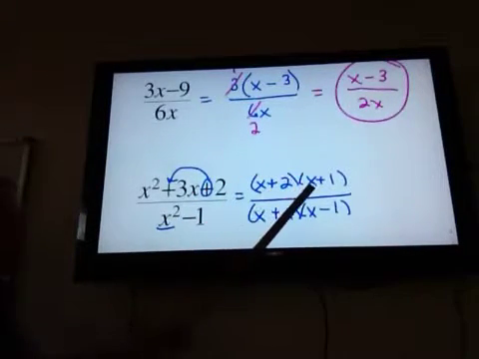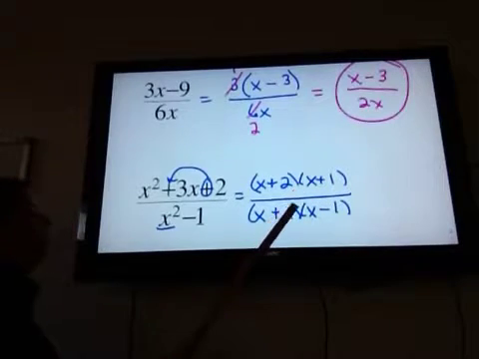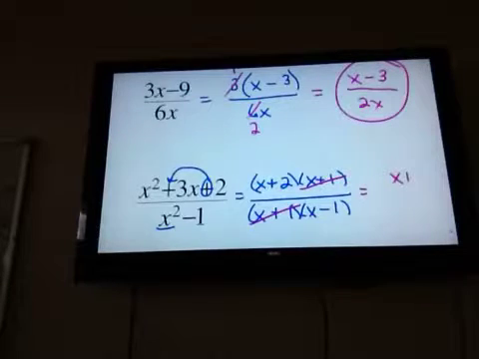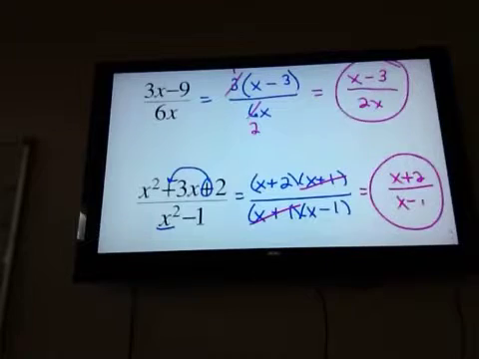Here's where I can cancel an entire group with an entire group. That's the only time you can cancel groups, is if they look alike. Or almost alike, which you'll see in a minute. So an x plus 1 can cancel with an x plus 1. It's a whole quantity canceling with a whole quantity. Leaving x plus 2 over x minus 1 as my final answer. And again, those x's don't cancel because they are part of a group.